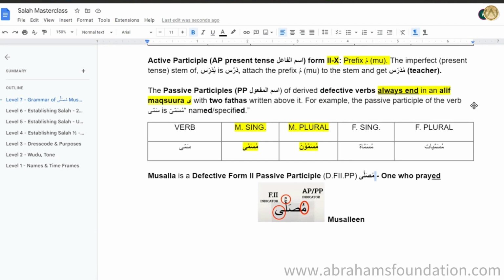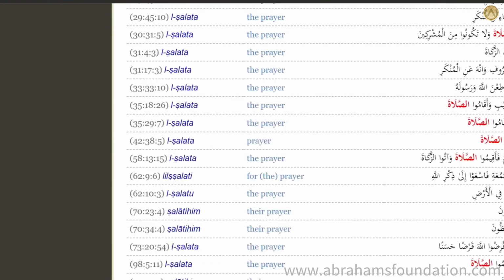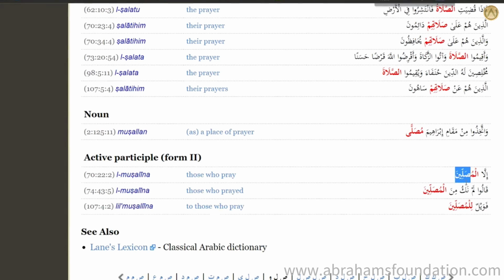So here I put another verb, the word samma, to name, musamma. It's in the Quran, right? So you can see the plural. It says musammaun. You pronounce the waw, but this is past tense. It's the same thing in Arabic, musallaun, but in active participle it is musallin. Same thing. And that you have in the Quran again. So musallin is the same thing.